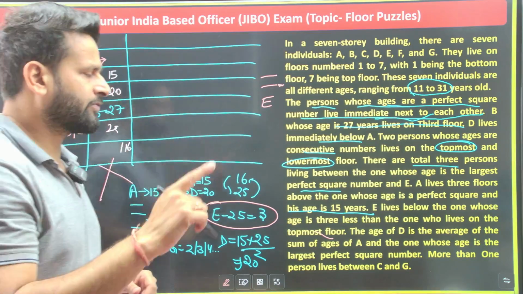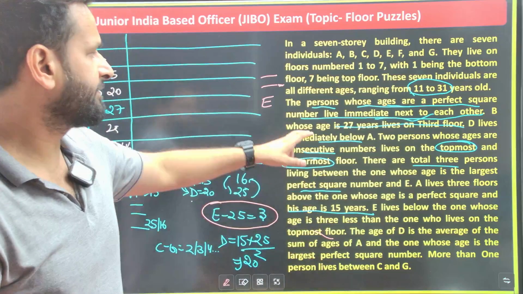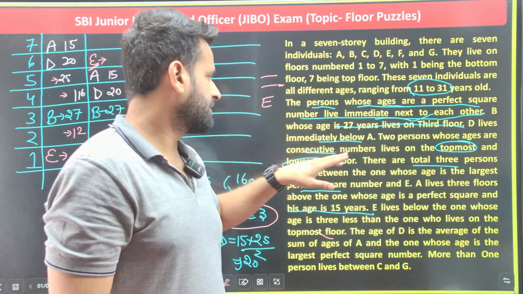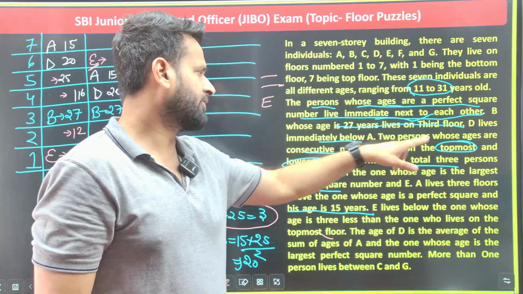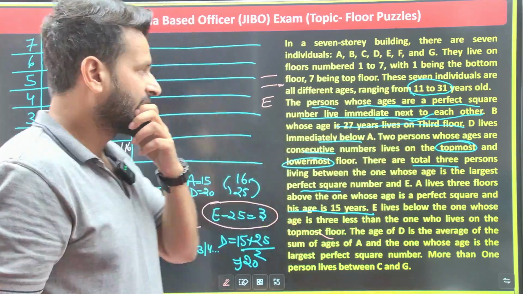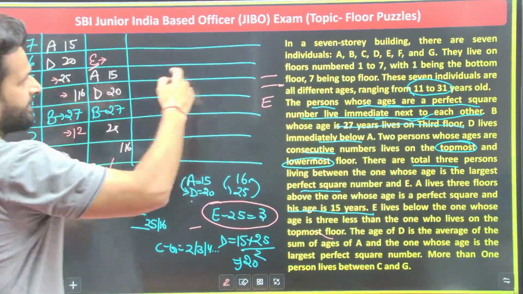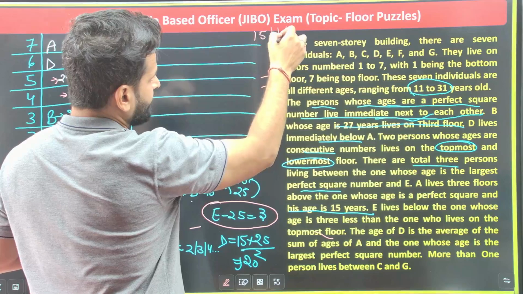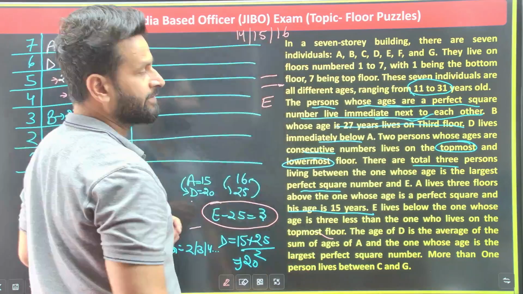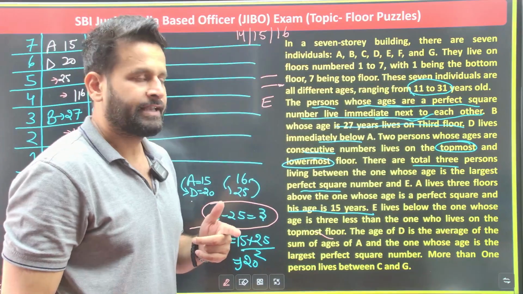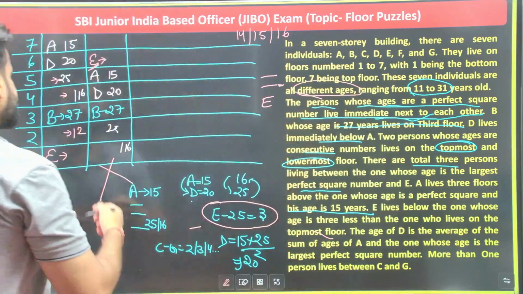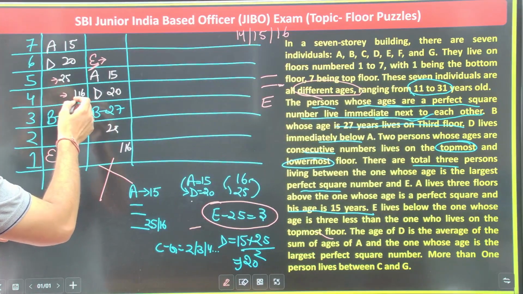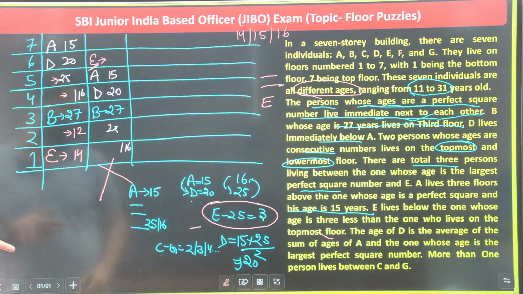Now there was also one more important condition. The two persons whose ages are consecutive live on the top and lowermost floors. On the top floor we have 15. So what are the consecutive numbers of 15? Either it can be 14 or it can be 16. Now one more important condition is given: different ages. 16 is already given, so this has to be 14.